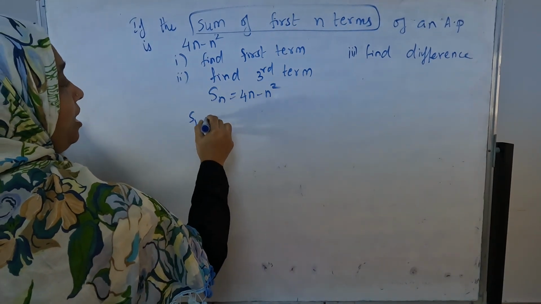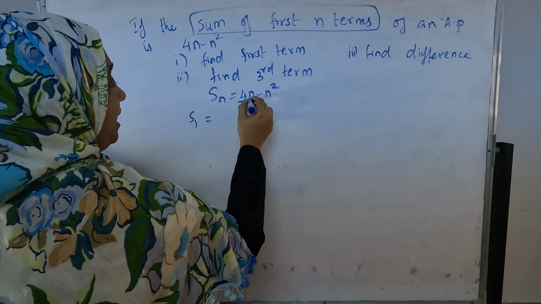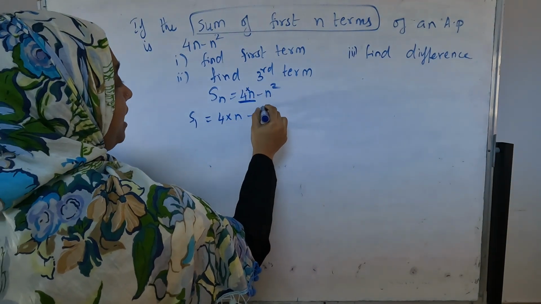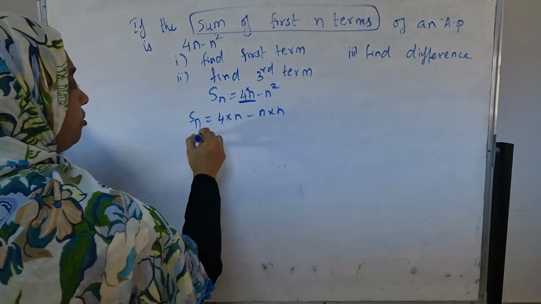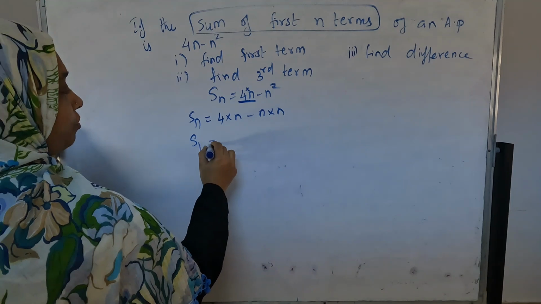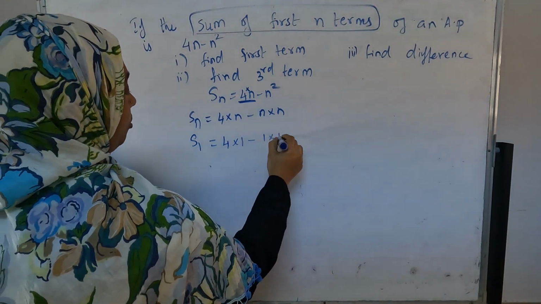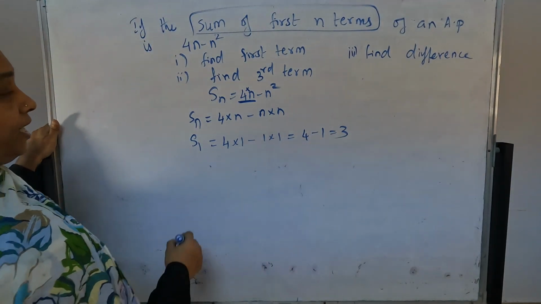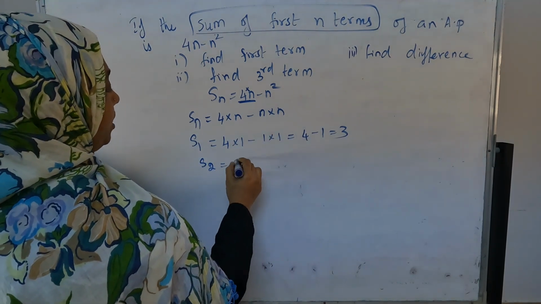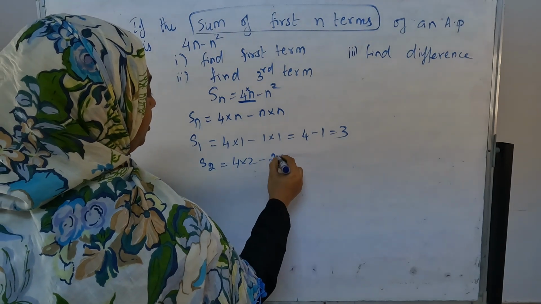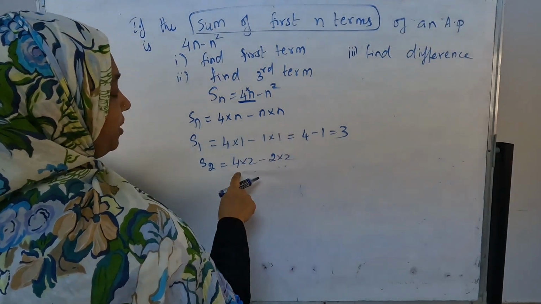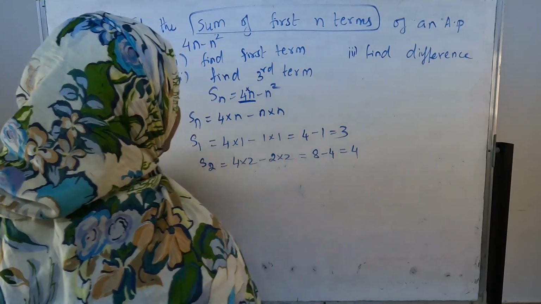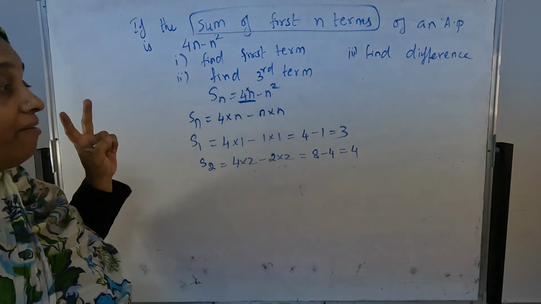As usual, for S1 you substitute 1 in the place of n. Here, 4 and n are multiplied: 4 multiplied by n minus n into n. First I am expanding this for our convenience. Now substitute for S1: 4 into 1 minus 1 into 1. That means 4 minus 1, 3. First sum S1 is 3, and S2 is 4 into 2 minus 2 into 2, substituting 1 and 2 in the places of n. 4 2s are 8 minus 2 2s are 4. The sum of two terms is 4.